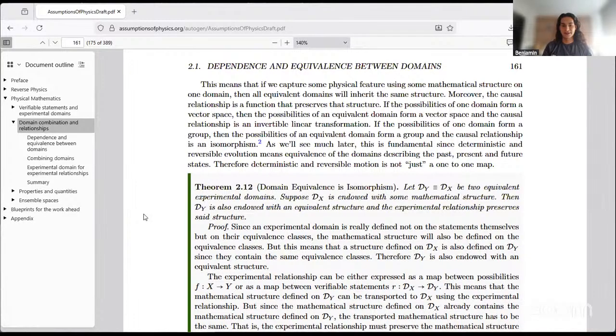Domain equivalence is isomorphism. Let domain Y be equivalent to a domain X. Suppose that the domain X is endowed with some mathematical structure, then domain Y is also endowed with an equivalent structure, and the experimental relationship preserves said structure. Right. So that's exactly it. You can push everything forward or you pull everything back. If they're equivalent to whatever you have on one side, you can put it on the other side.